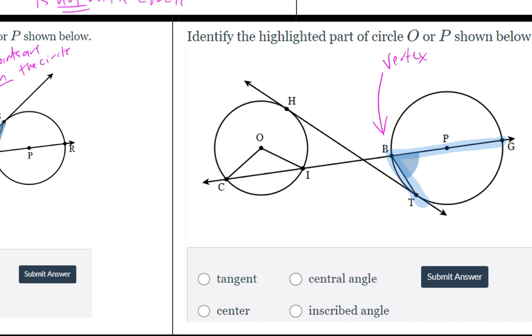Vertex is on the circle. All right, so what would we call that? We would call that an inscribed angle, right? It's not a tangent. It's not the center of the circle. It's not a central angle, right?